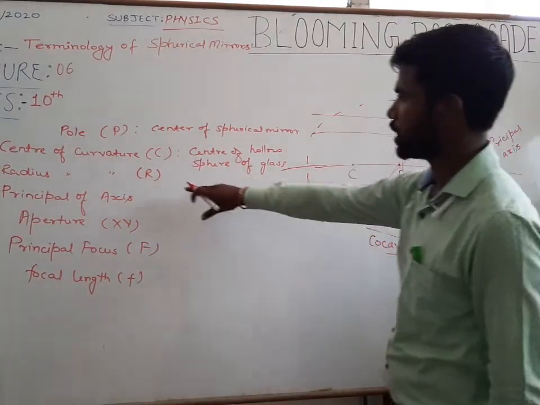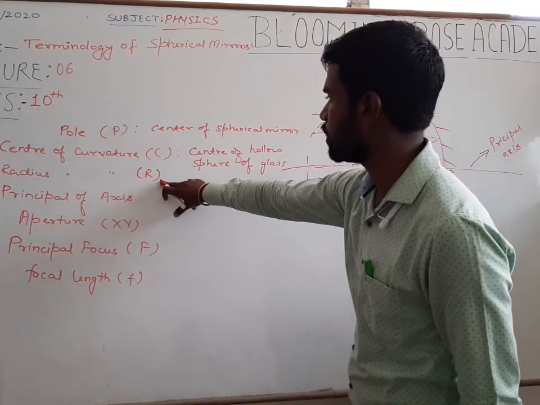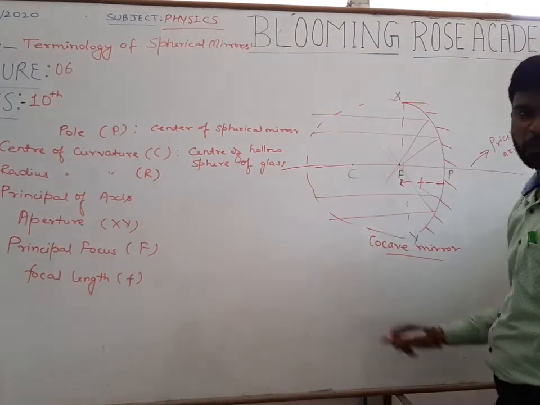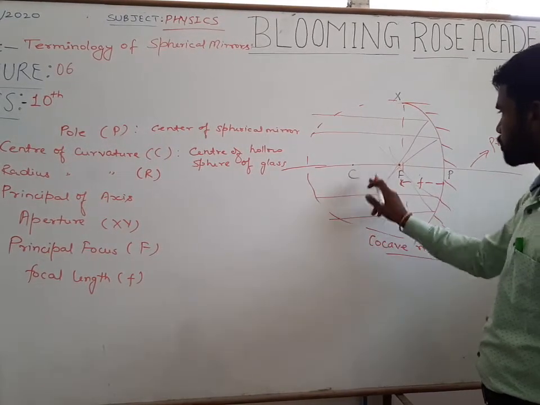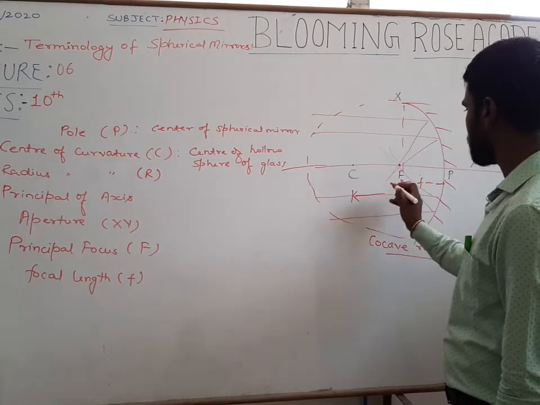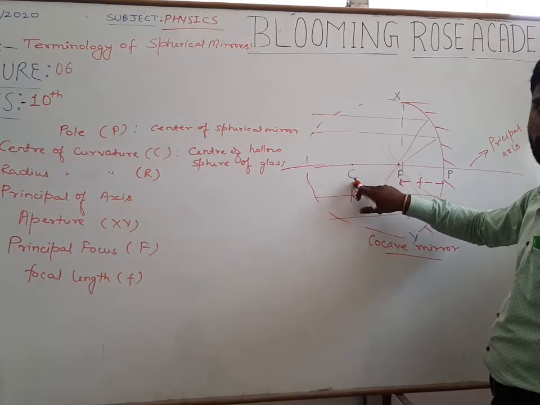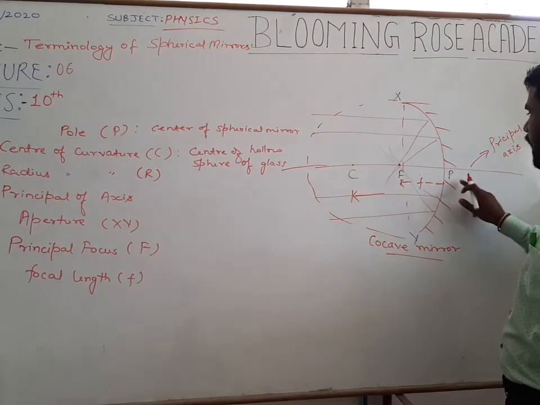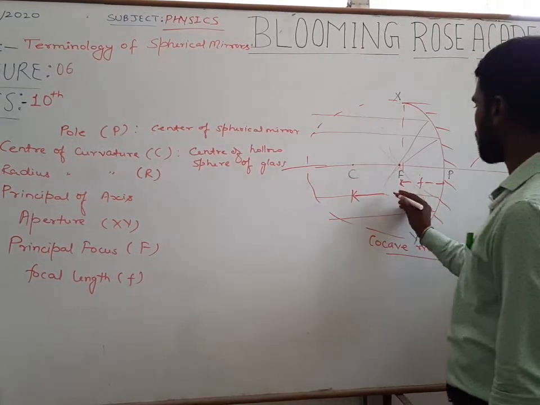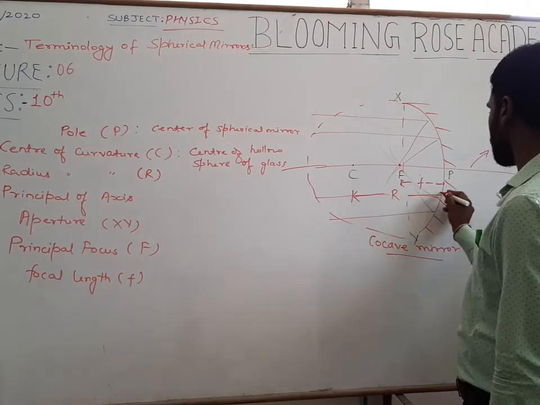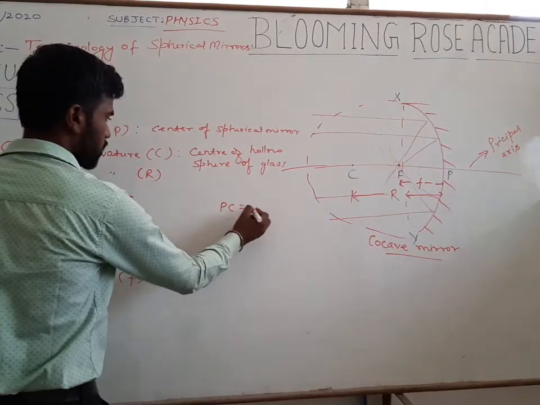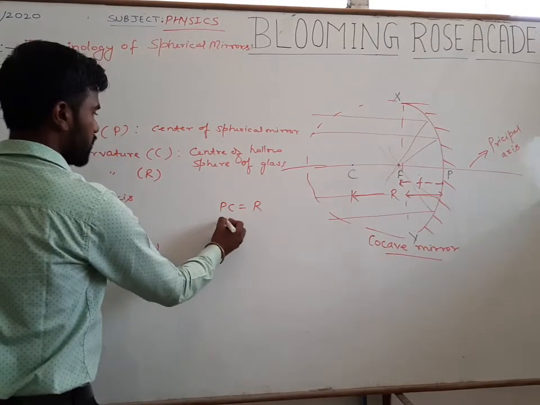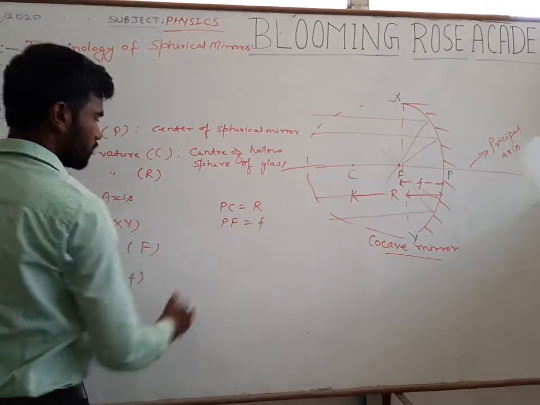Now one more term is radius of curvature, and it is denoted by capital R. Where is capital R in this figure? You can see that the distance between the center of curvature of a spherical mirror and the pole is called the radius of curvature. So PC equals R and PF equals f.